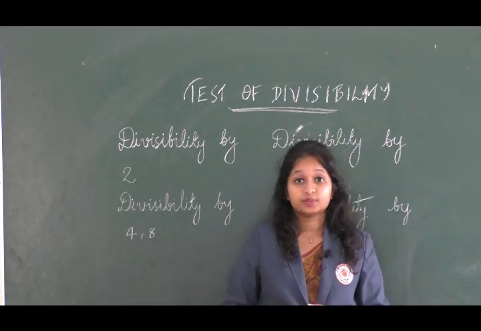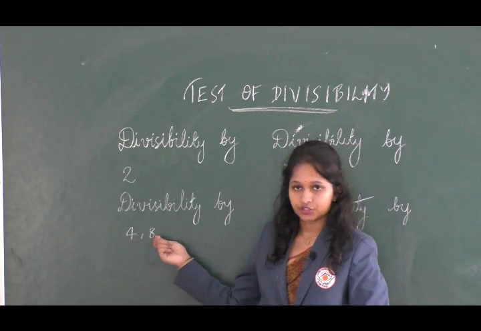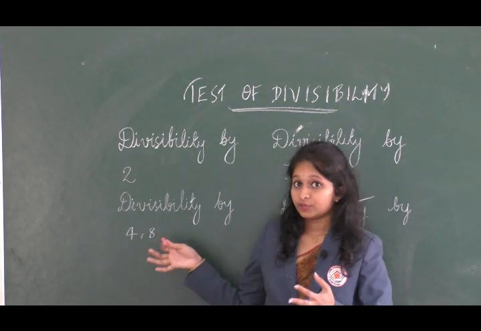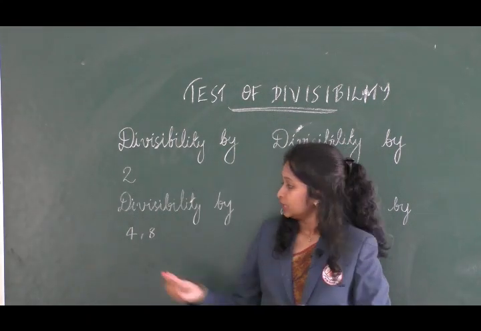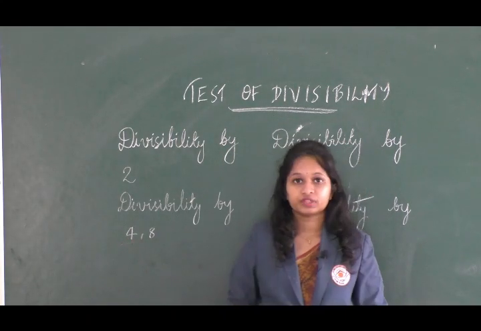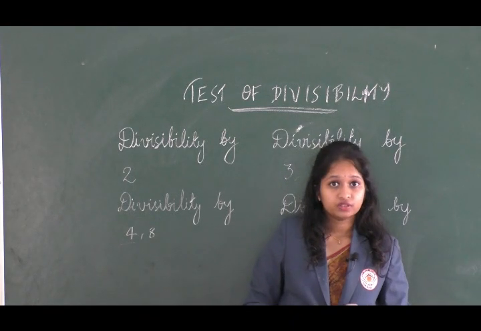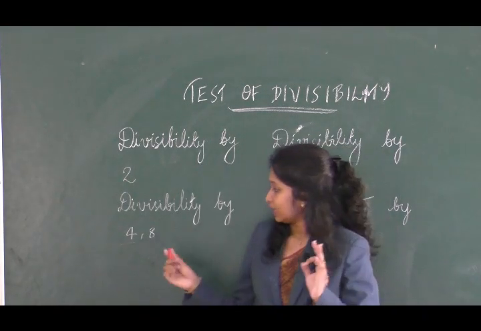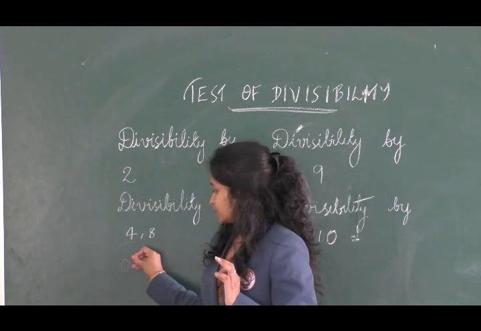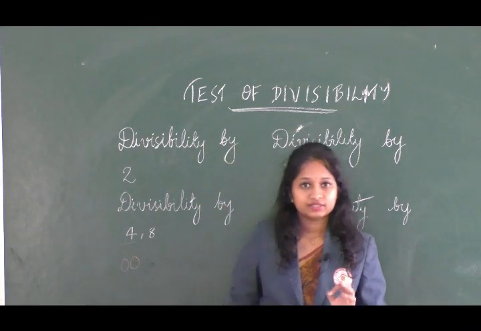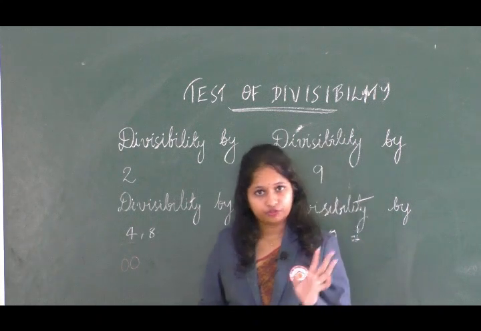Next comes divisibility by 4 and 8. There is some relation, that's why I have written both numbers together. Okay. Now divisibility by 4. If a number has its last 2 digits divisible by 4, then the number is divisible by 4.